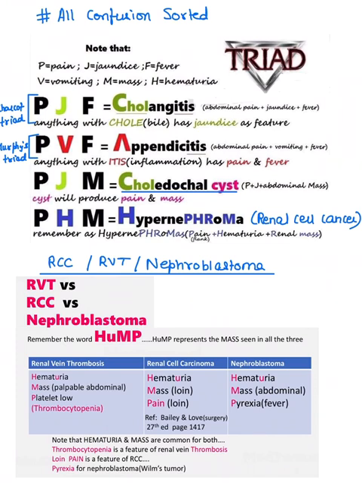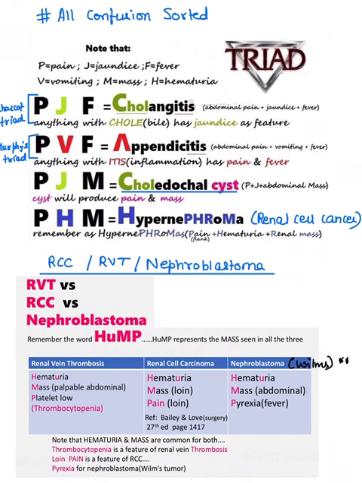Okay. Now coming on to the choledochal cyst. Okay. So choledochal cyst looks like it has a mass. So there will be pain, there will be abdominal mass, and there will be jaundice. Now coming on to the next three things that we often get confused. That is renal cell cancer versus renal vein thrombosis versus nephroblastoma. Okay, so this nephroblastoma is also known as Wilms tumor. Okay, so how will you remember it? Wilms tumor is seen in child.